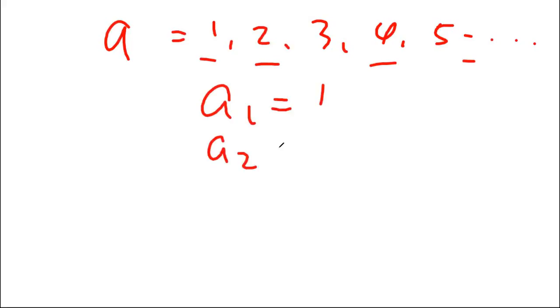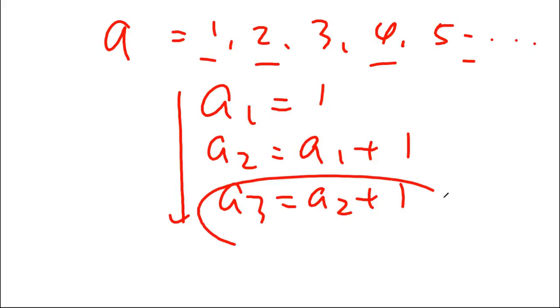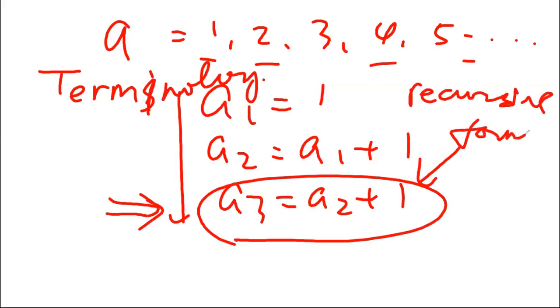So we have a series that would be 1, 2, 3, 4, 5 and so on. Then A1 will be 1, A2 will be A1 plus 1, A3 will be A2 plus 1, right? Is that okay? So what's the term for this one? I thought we just called it... This one is called recursive formula. An equals An minus 1 plus 1, right? It's called recursive.